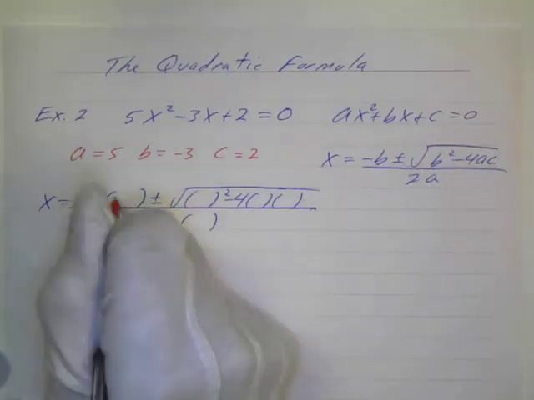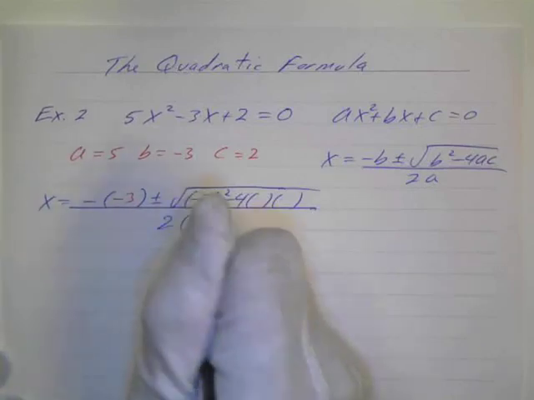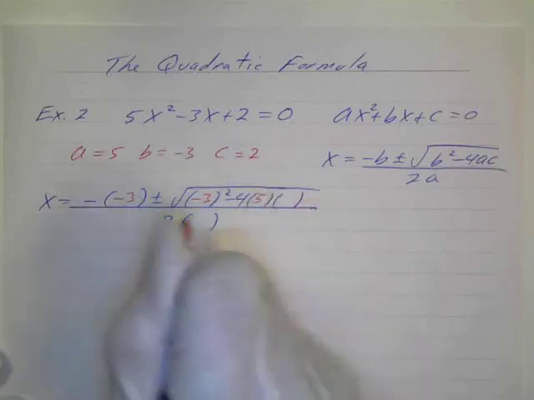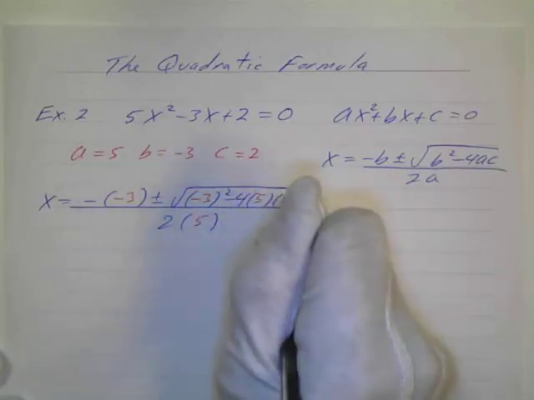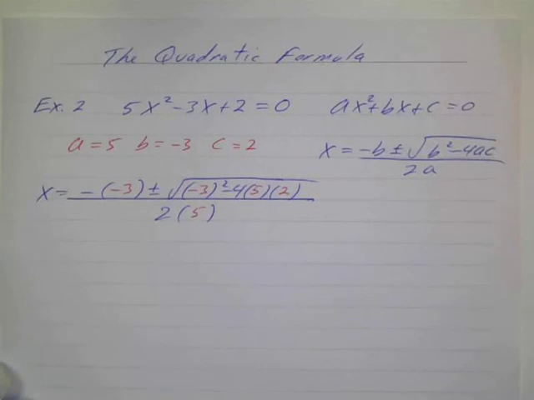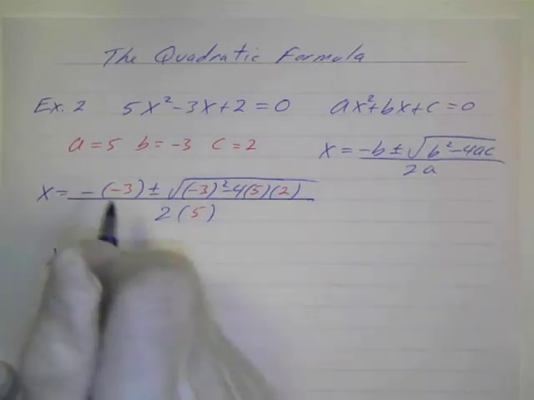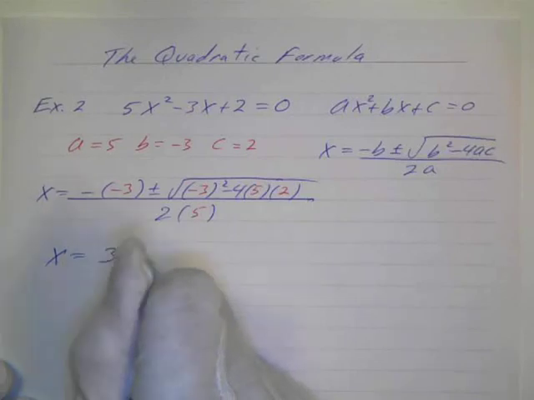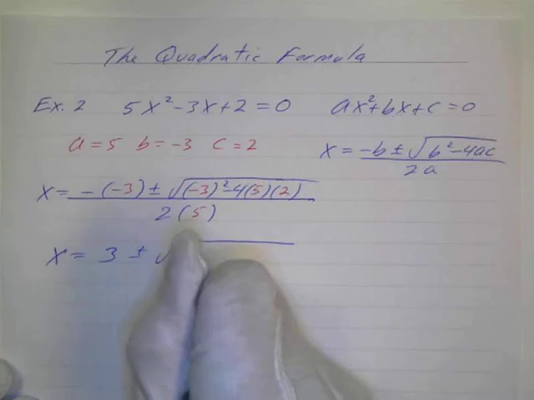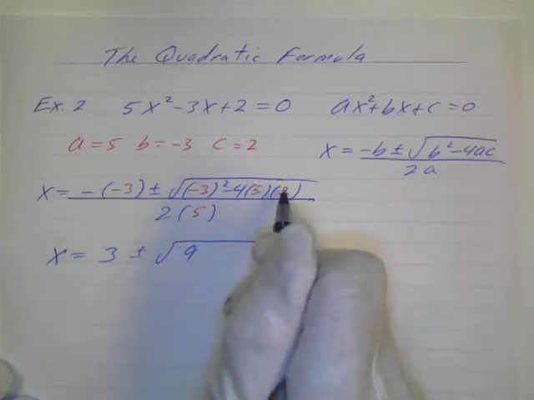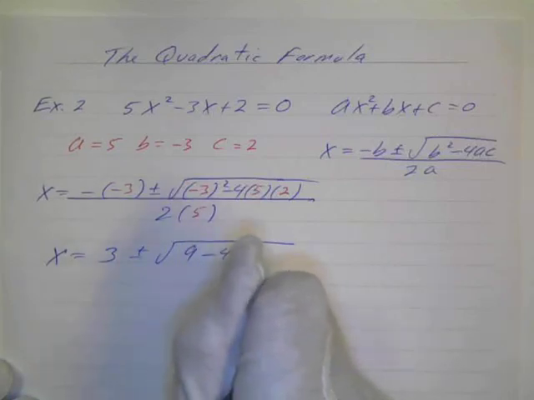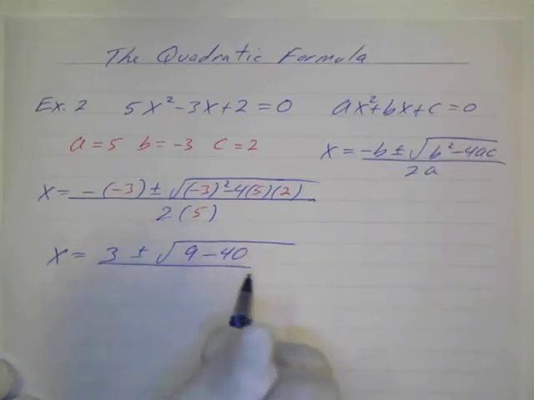So every time I see a b, I'll put a negative 3. Every time I see an a, I'll put a 5. And every time I see a c, I put a 2. Okay? And now we just evaluate that. A negative times a negative is a positive, so we've got 3 plus or minus the square root. Negative 3 squared is 9. 5 times 2 is 10. 4 times 10 is 40. All over 10.